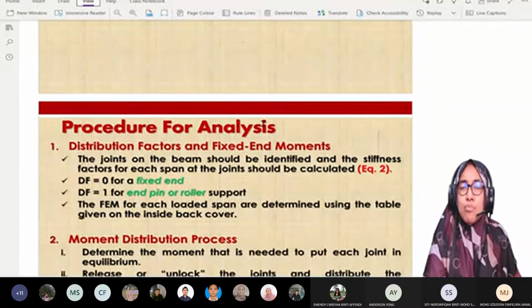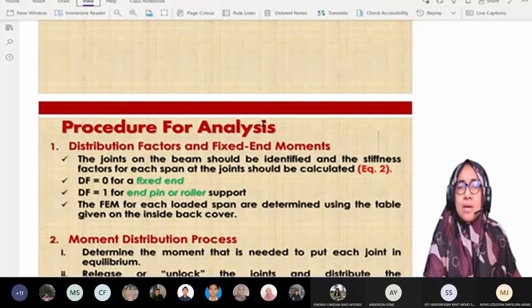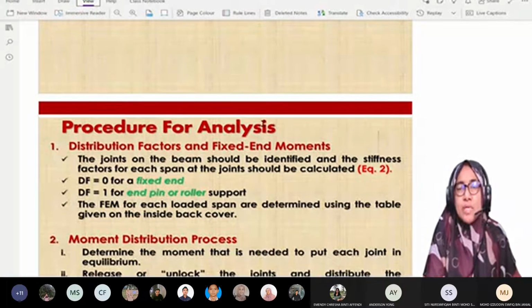Okay, the moment that we distribute in the table is actually the joint moment, and the first member end moment in the table we get from fixed end moment. So fixed end moment is actually the first member end moment in the table, and remember we distribute joint moment, not member end moment. That is why we need to change sign before we distribute moment. So how to distribute moment?